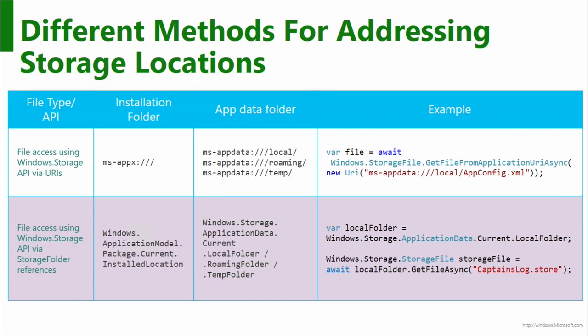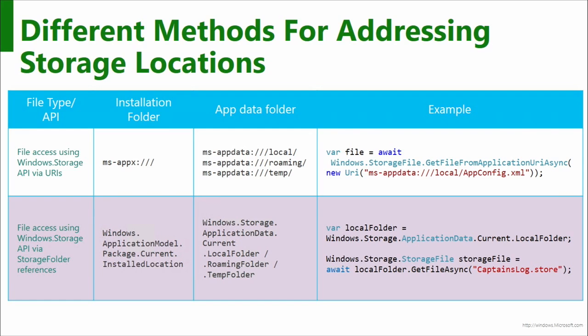You get a storage folder reference back and storage file objects, which is good for developers to know. They may be looking for system.io.file, and they're not going to find it. They're going to be using the storage APIs instead. Okay, so you say installation folder, ms-appx: that's the app package folder we were talking about? That's right, yes.